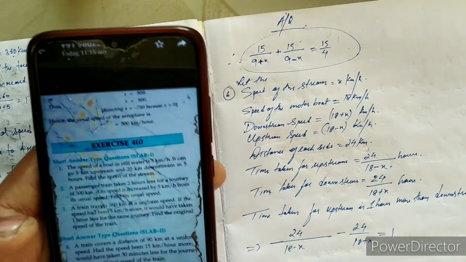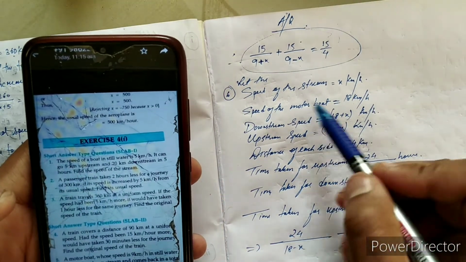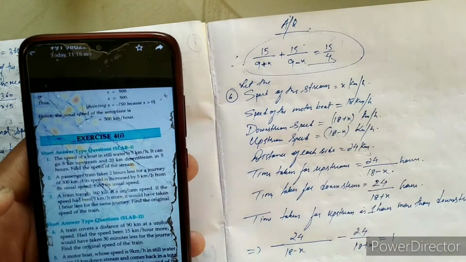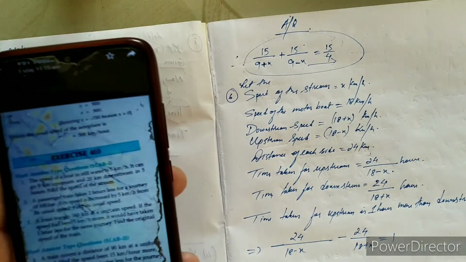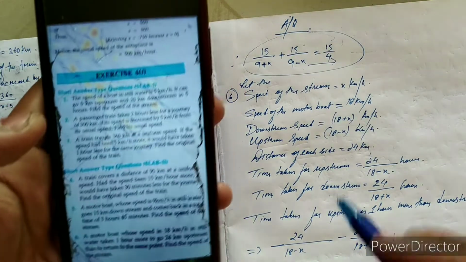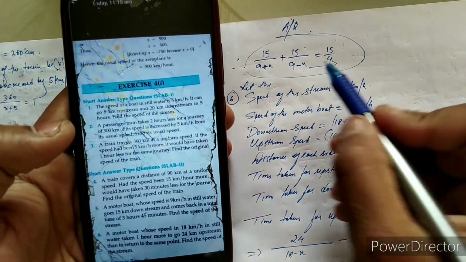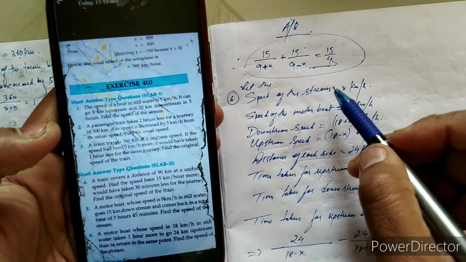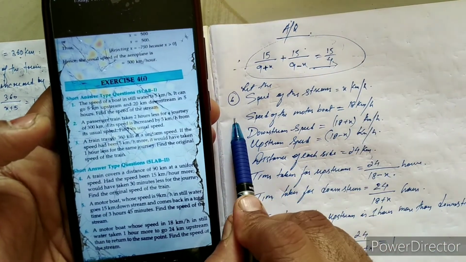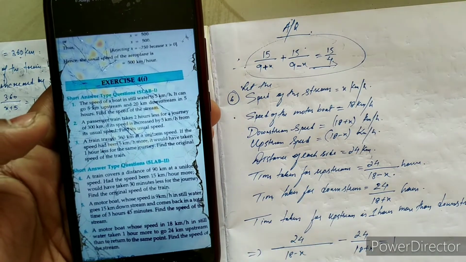I'm not solving it because if I solve it, the video can be very long, and I won't be able to upload it and send it to you. So that's why I'm skipping this calculation part. You just do it. Now same thing, number 6. Number 6 also is the same thing.